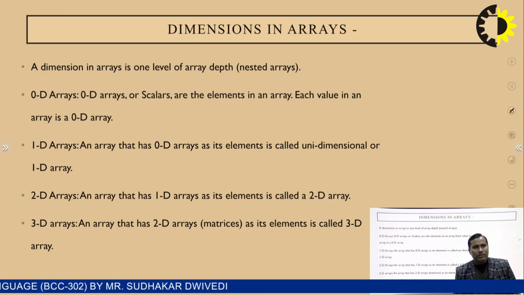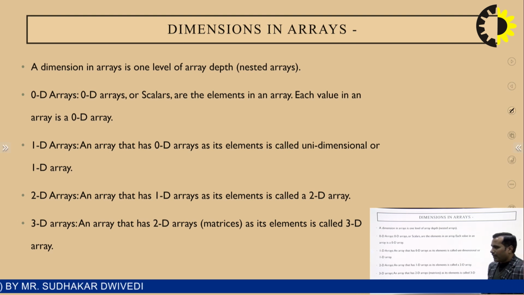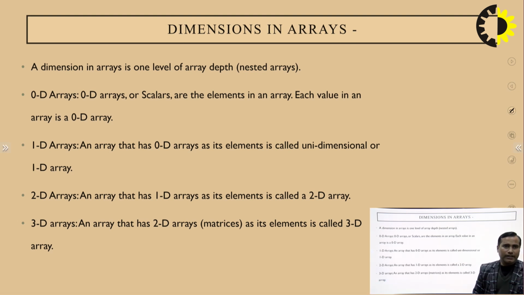So what is the dimension in the array? As I have said, an array is a collection of homogeneous type of data elements, and NumPy is used to create ND array objects, n-dimensional array objects. That means it can create n-dimensional data. So the dimension in a NumPy array may be 0, 1, 2, 3 and many more.